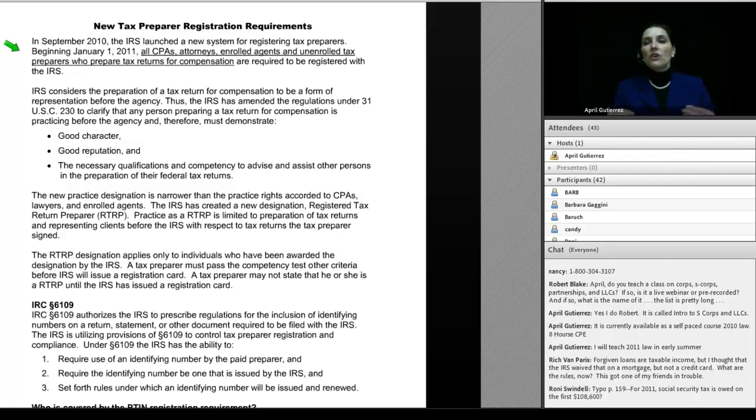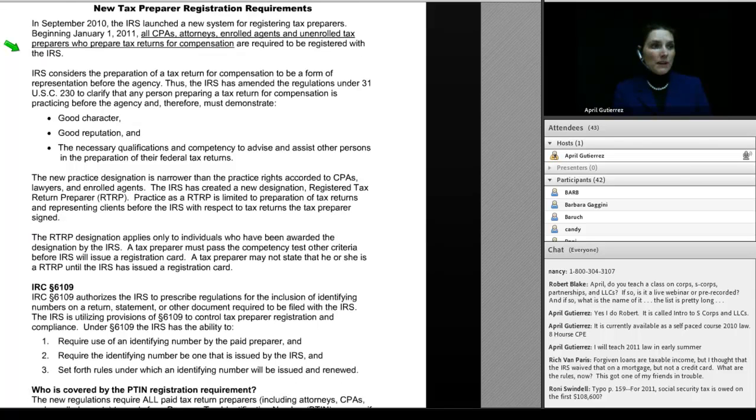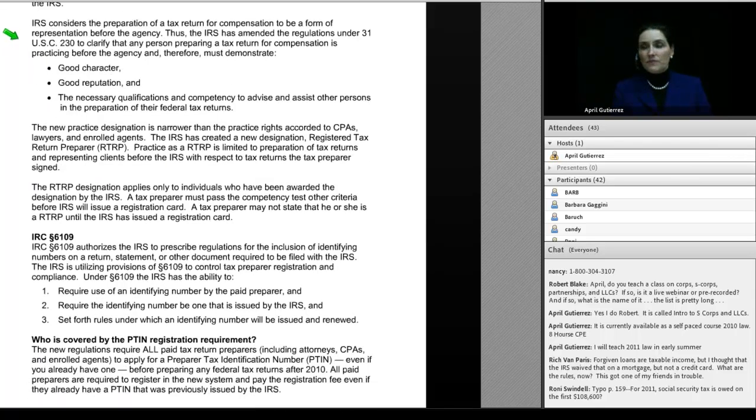And of course, by now we should all know that beginning with January 1, 2011, if you are paid to prepare a tax return, you must have a PTIN, period. You can apply for that PTIN electronically, or you can apply for it with a paper form, but either way you have to have that PTIN, and that PTIN must be entered on the tax return that you prepare. That's the first rule.